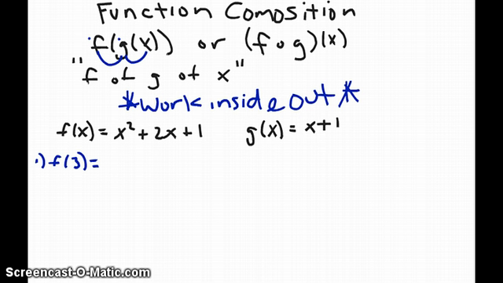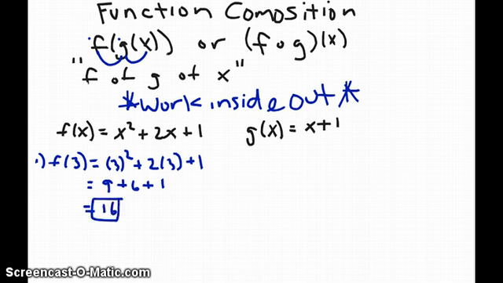So we're going to take our f function, f of x, this one right above it. Everywhere there's an x, we're going to put a 3. So we're going to say 3 squared plus 2 times 3 plus 1. That'll give me 9 plus 6 plus 1, which is equal to 16. So we know that f of 3 is equal to 16.